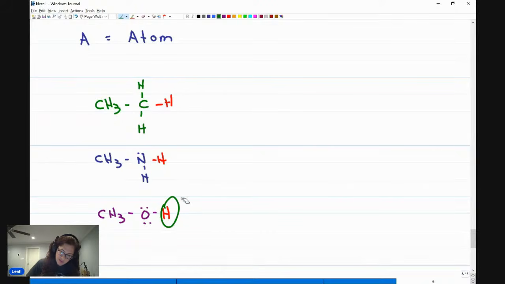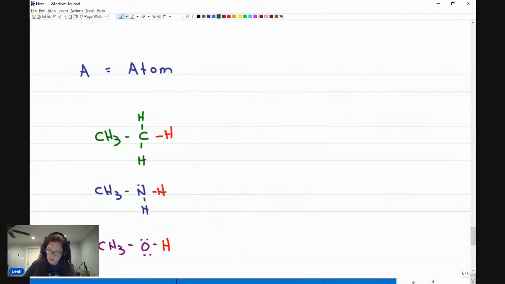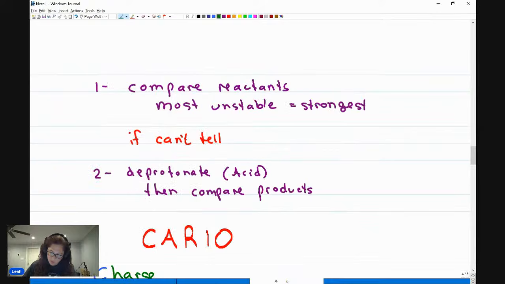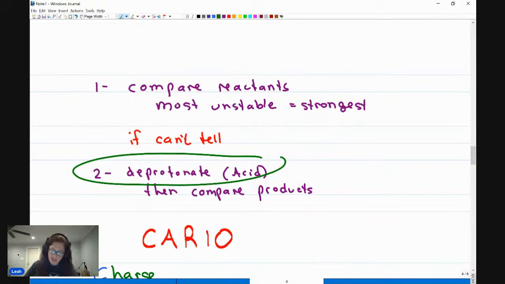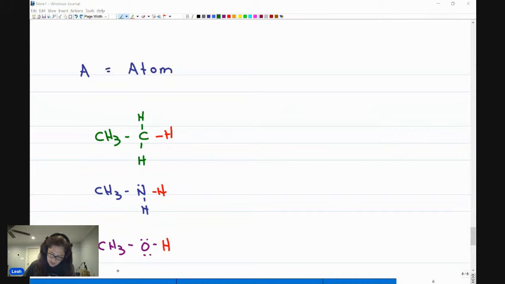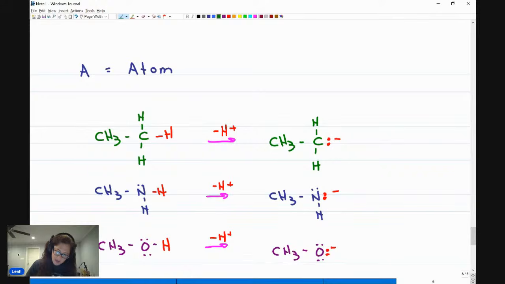If you think about the rules I gave you for ranking, I told you that the first step is to compare the reactants, and the most unstable is the strongest. But I'm looking at the atoms, I'm looking at the molecule, and they're all neutral. Nothing appears to be unstable. And so I go to rule number 2, deprotonate the acid and then compare the products. So let's see what this looks like if I deprotonate and then compare. All right. So for my green molecule, my ethane, I'm left with a negative carbon. For my methylamine, I'm left with a negative nitrogen.